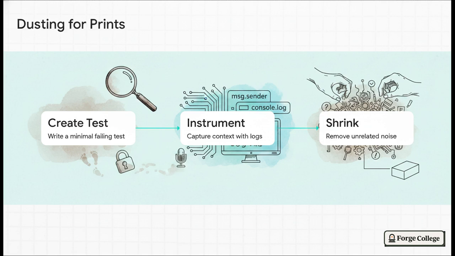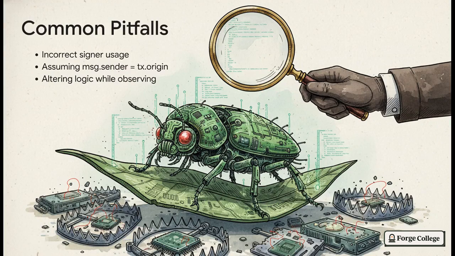We really want to capture that call context. And third, we shrink the scenario. Basically, we strip away all the unrelated setup, extra accounts, and any other contracts until we're left with the smallest, most isolated reproducer possible. But hey, definitely watch your step at the crime scene.